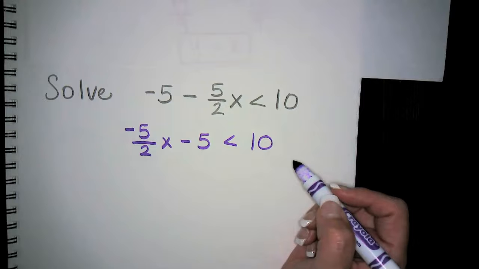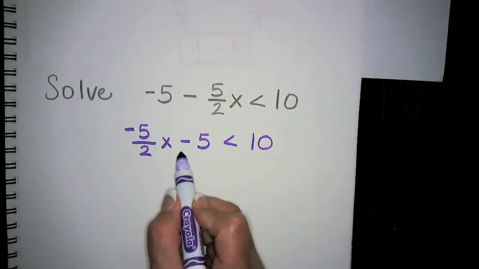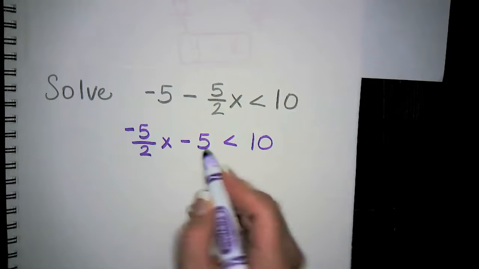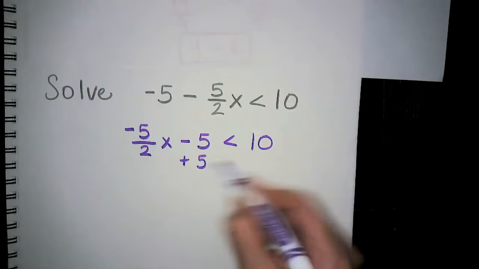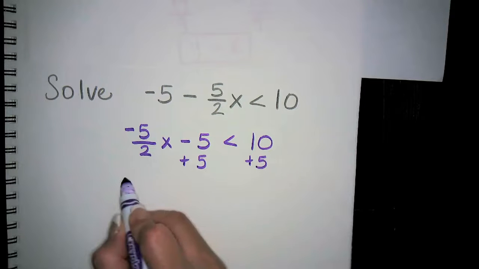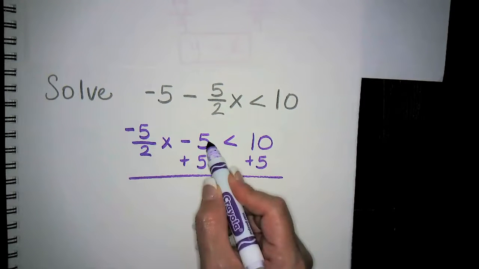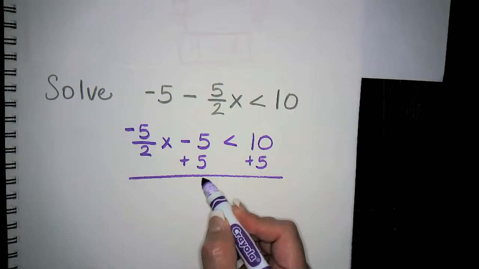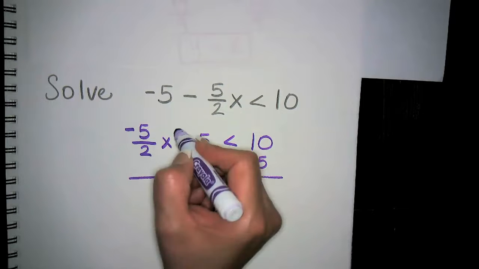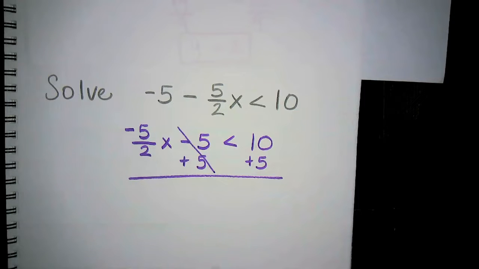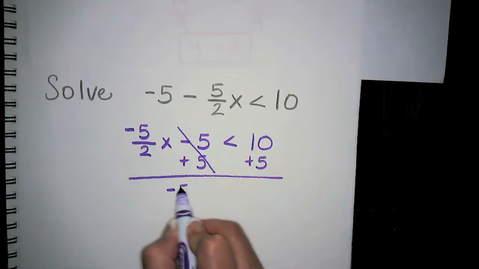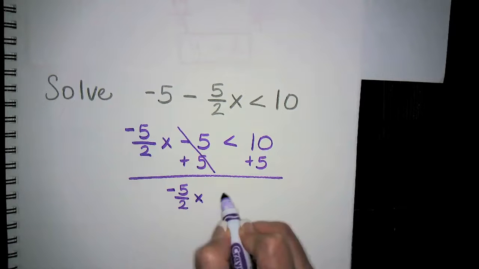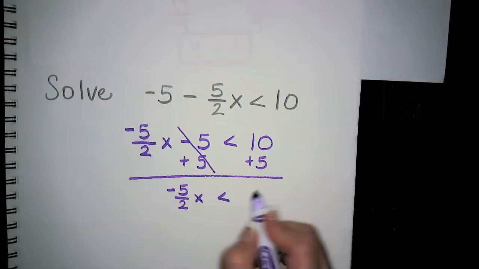Okay, so now let's start taking care of moving things around. I need to move this minus 5. So I'm going to do that by adding 5 to both sides. Think about doing the opposite of what you see there. When you saw minus 5, you do the opposite, which is to add 5, because that cancels it out. And we're left with negative 5 halves x is less than 10 plus 5, which is 15.